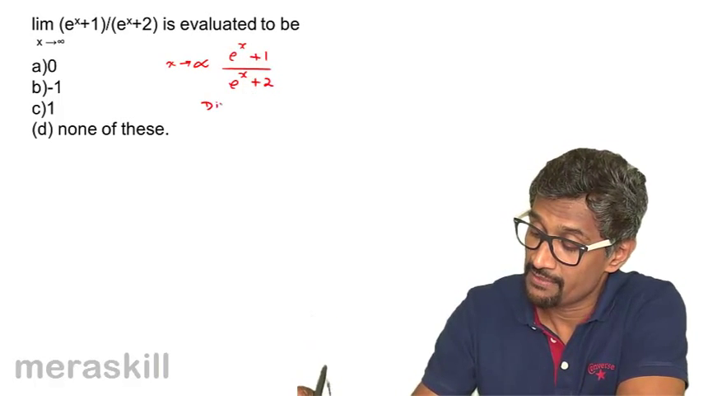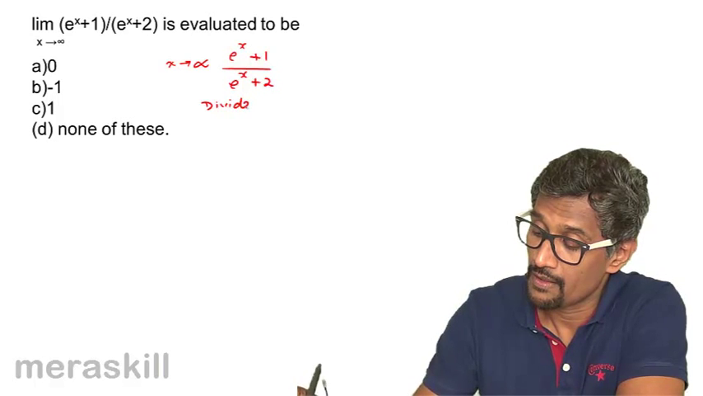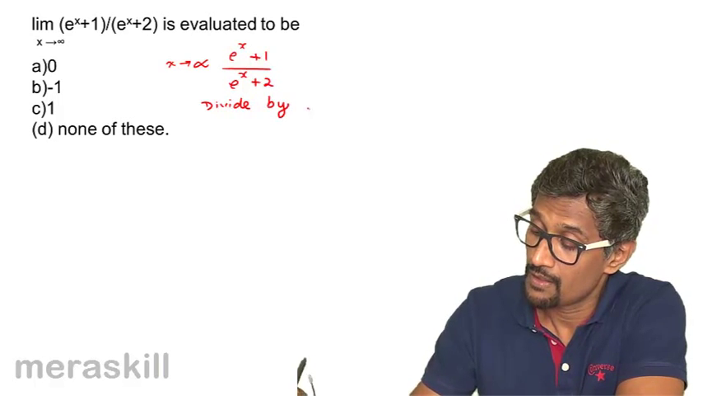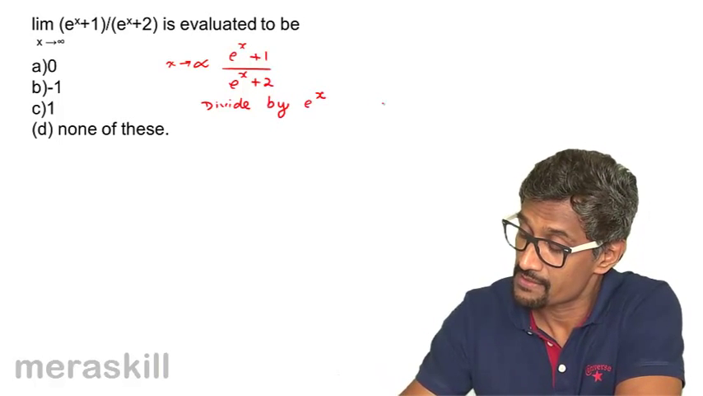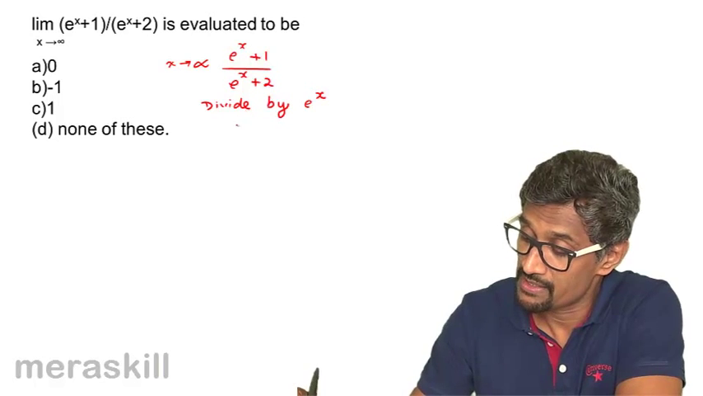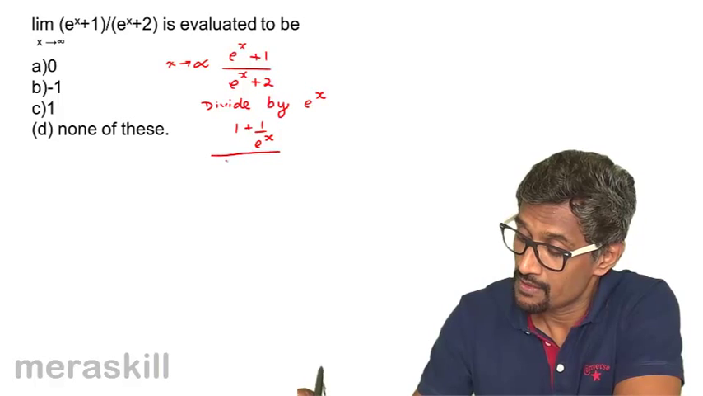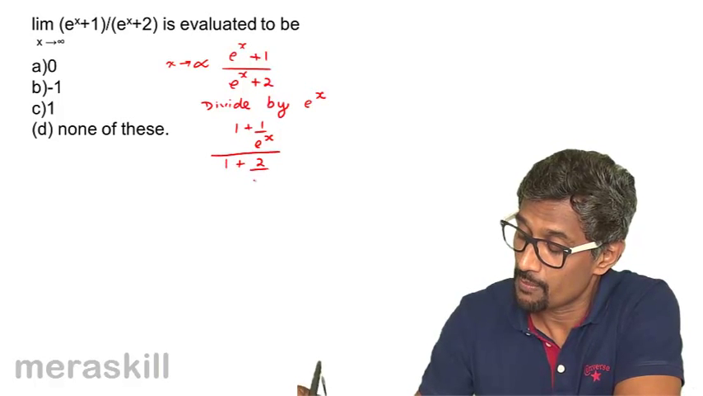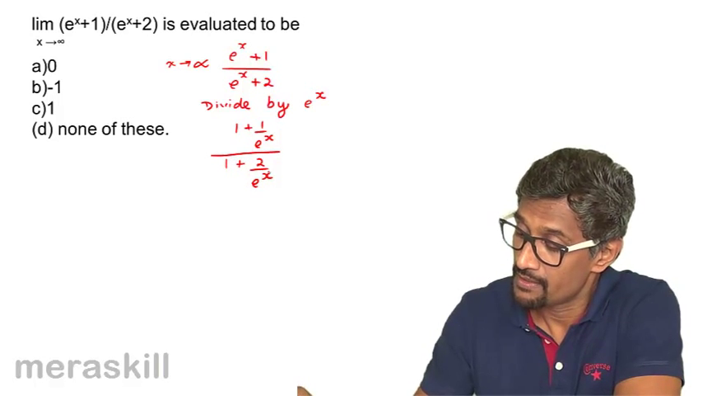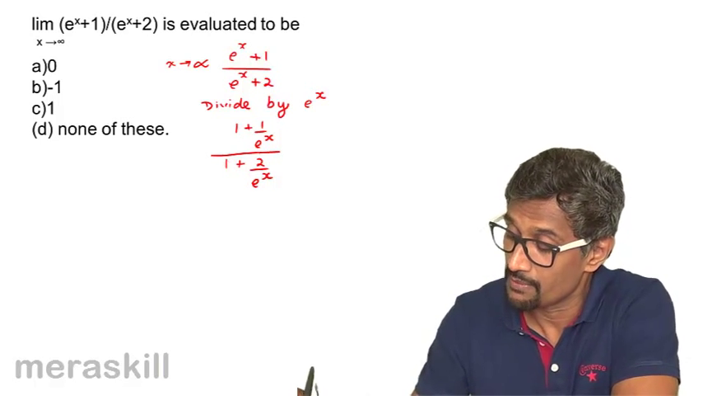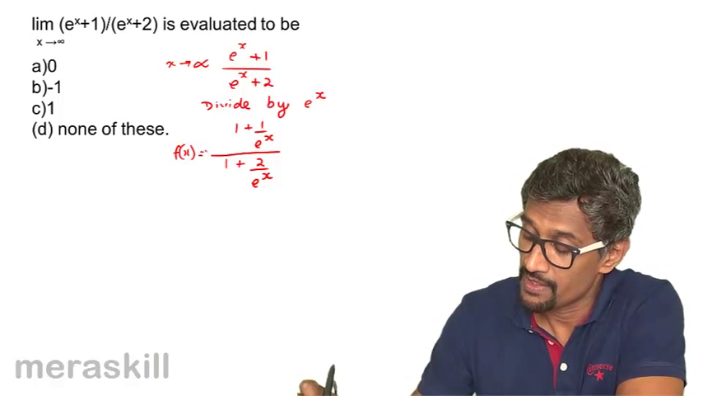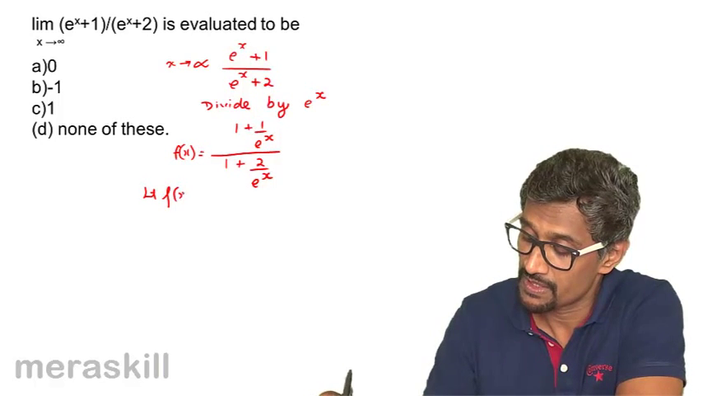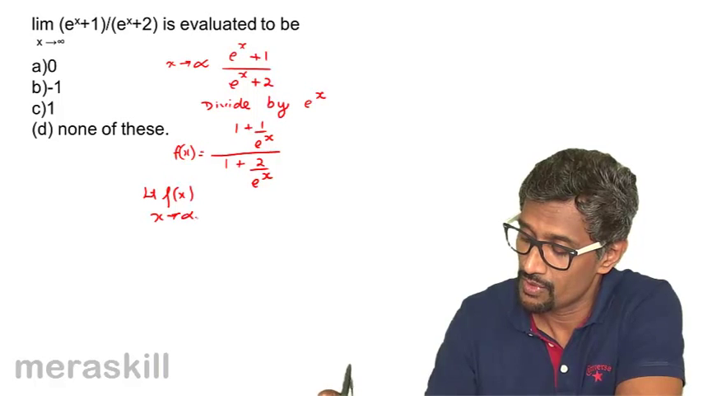So again we divide by e raised to x, and hence you get 1 plus 1 upon e raised to x upon 1 plus 2 upon e raised to x. So this is how the function turns out to be. Now we need to find the limit of this particular function as x tends to infinity.